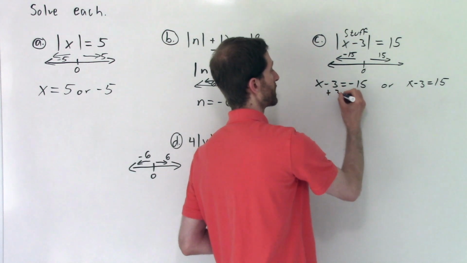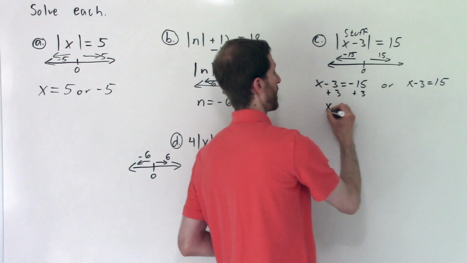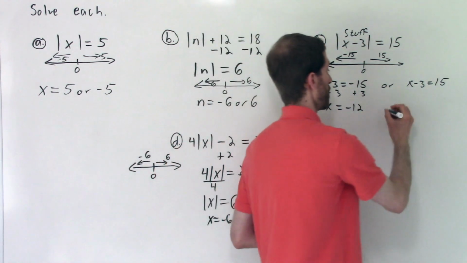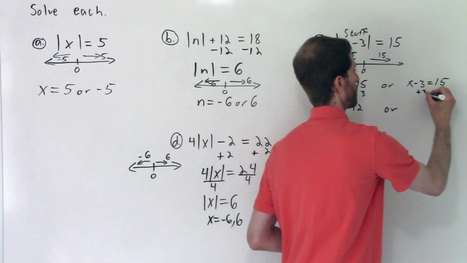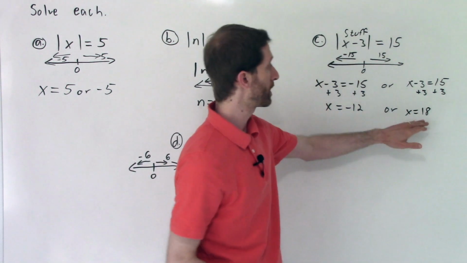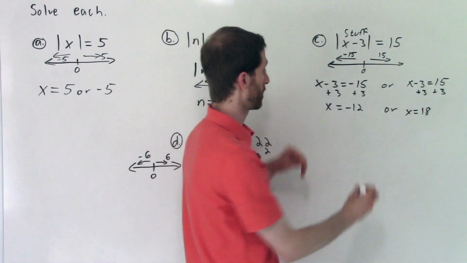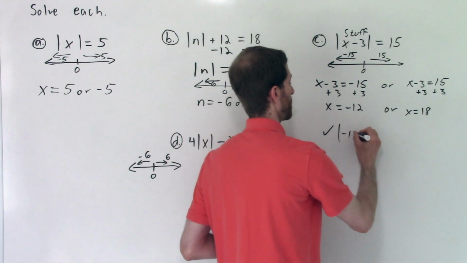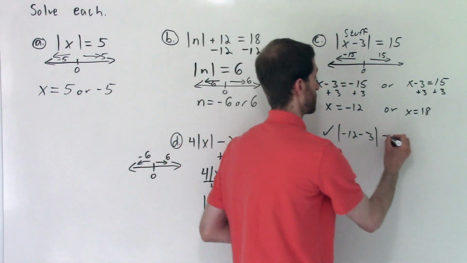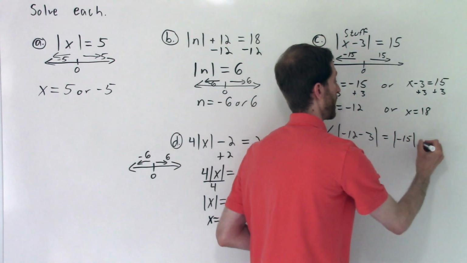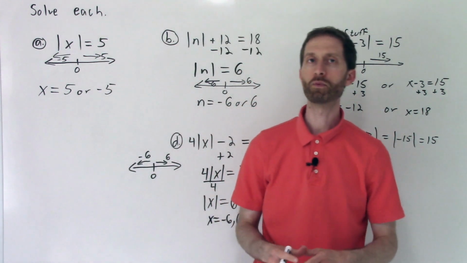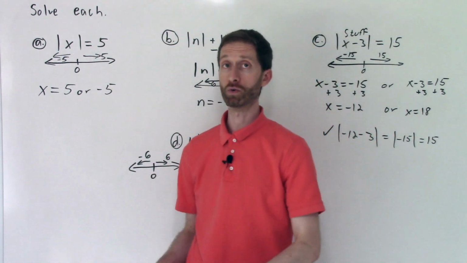I'm going to add 3 to both sides. I get x is equal to negative 12, negative 15 plus 3 being negative 12, or if I add 3 to both sides here, I get x is equal to 18. And if we plug in the answers here, like negative 12, we'll check it just for fun. If I plug negative 12 into the original expression, that's negative 15, and the absolute value of negative 15 is 15. Sweet.